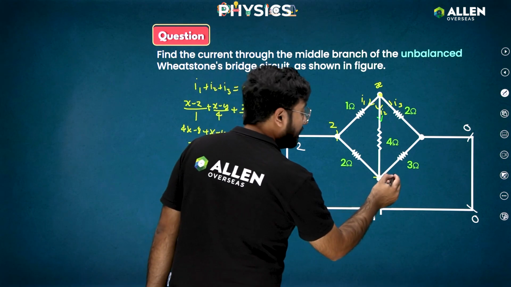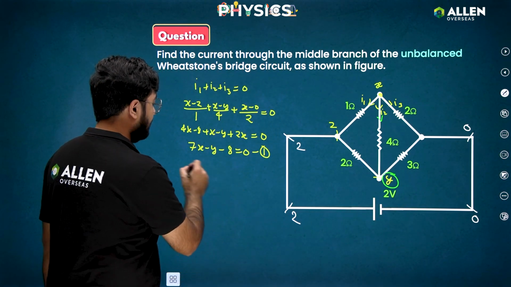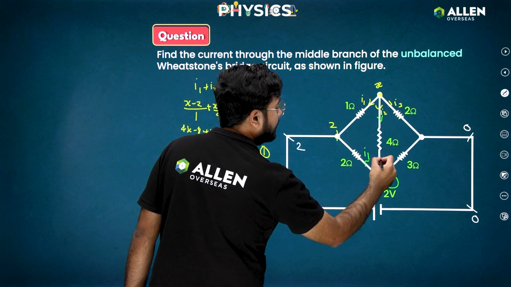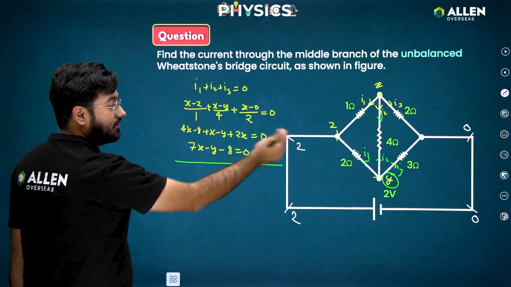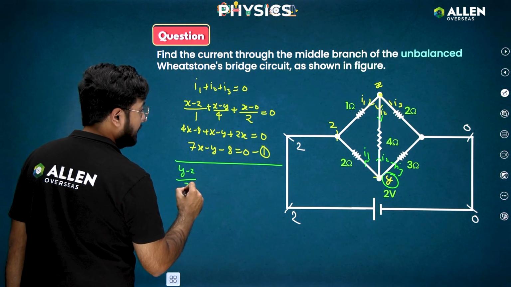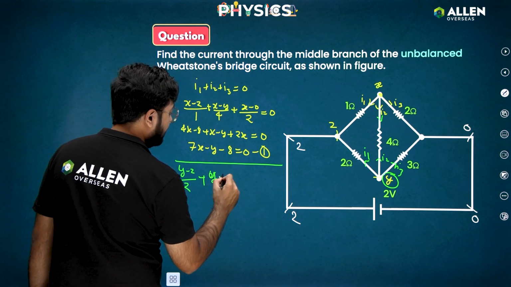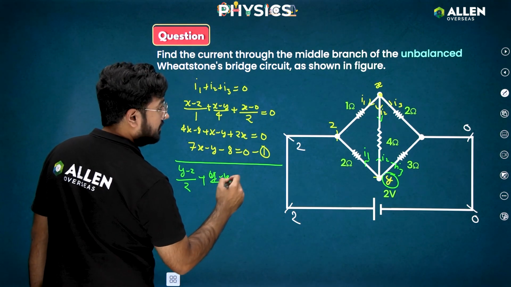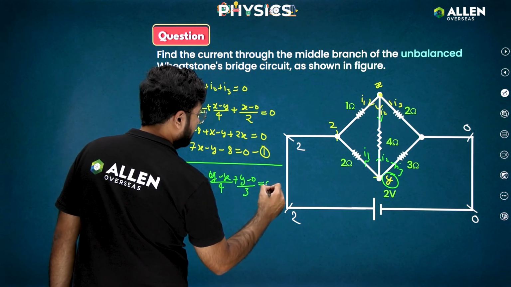Now suppose y is at the maximum potential. Again there will be 3 currents: I1, I2, I3, and again I1 + I2 + I3 will be equal to 0. What will be I1? That will be (y - 2)/2 + (y - x)/4 + (y - 0)/3. This thing must be equal to 0.